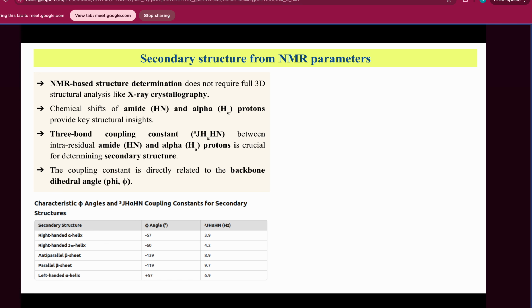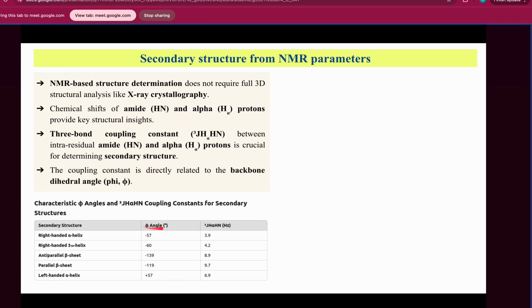Okay, so now the main thing comes: the secondary structure predictions from these NMR parameters. After you have got the NMR spectrum, how will you predict the secondary structure? NMR based structure determination does not require the full 3D structure analysis as in the case of X-ray crystallography. Chemical shifts of amide and alpha protons provide key structural insights. The three-bond coupling constants between the intra-residual amide and alpha protons are crucial to determine the secondary structure, and the coupling constants are related directly to the backbone dihedral angles.